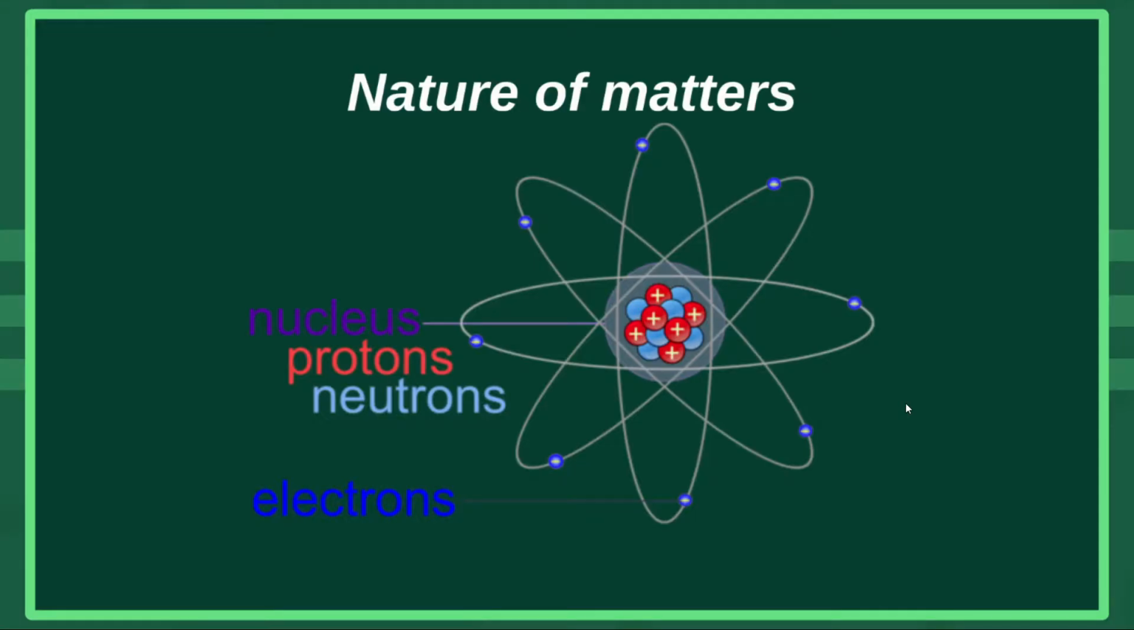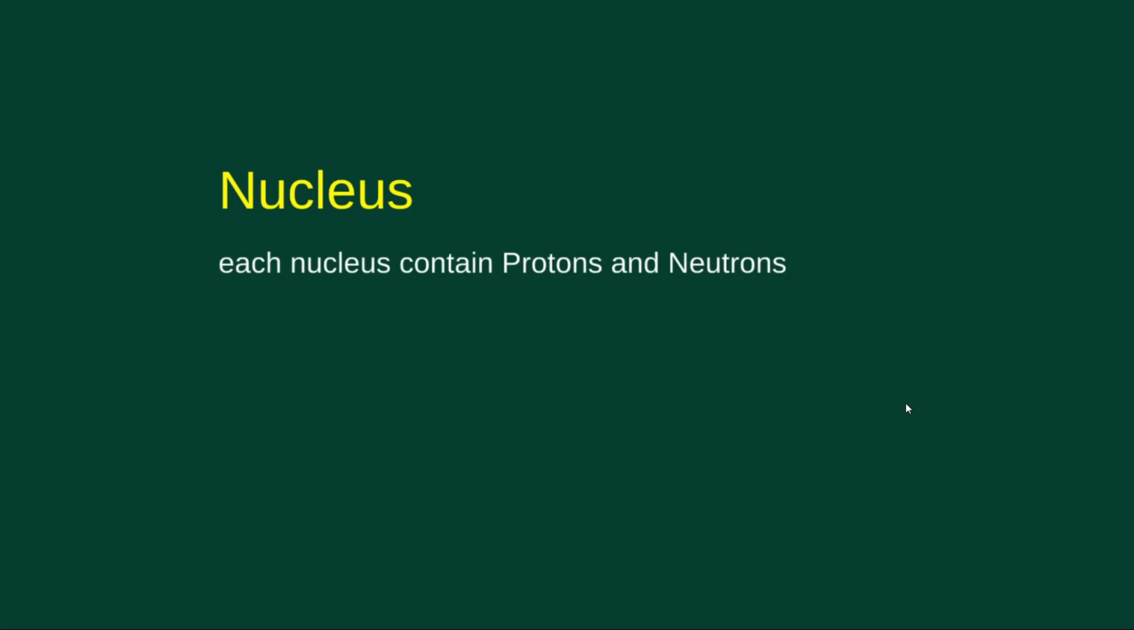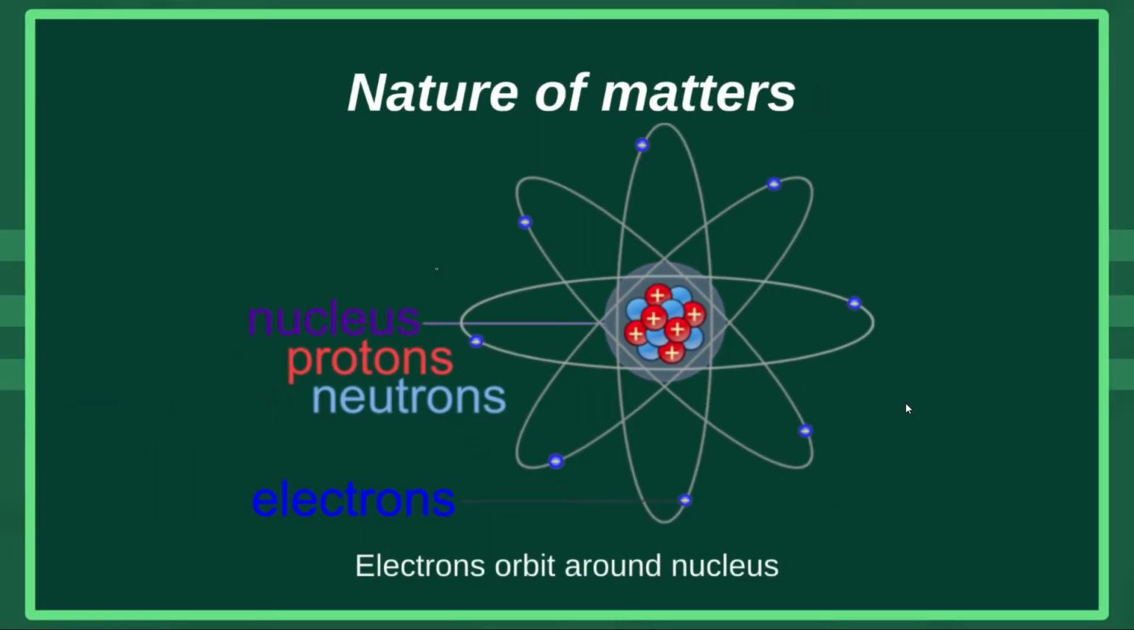So we've already known that all objects consist of atoms. This is the picture of one atom. In one atom, it has a nucleus, and the electrons are orbiting around the nucleus. If we look at the nucleus, each nucleus contains protons and neutrons. Meanwhile, the electrons orbit around the nucleus.